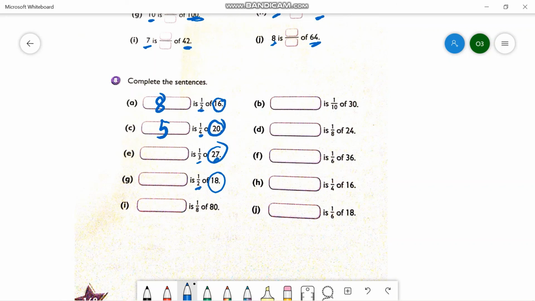27 divided by 3 is how many? 9. 9 is 1/3 of 27. 18 divided by 2 is 9 also. So 9 is 1/2 of 18. So you have to do the same with letter I and the rest of these numbers. So 80 divided by 8, 30 divided by 10, 24 divided by 8, 36 divided by 6, 16 divided by 4, and 18 divided by 6.